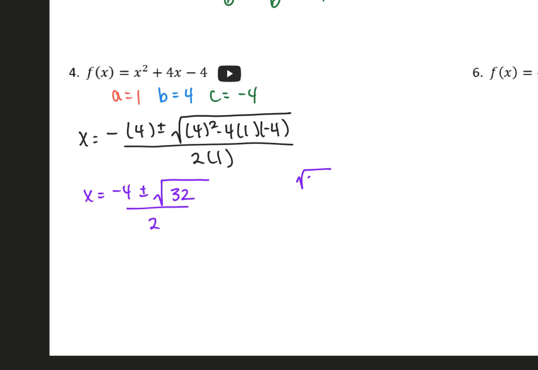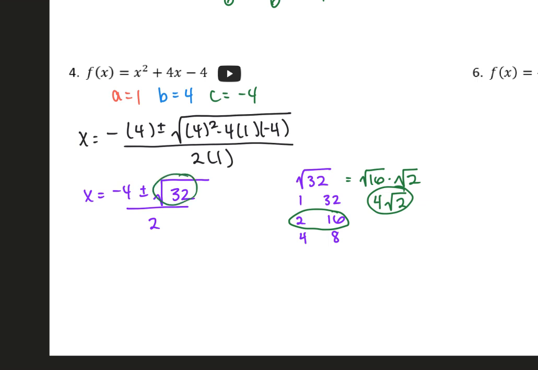So now we need to see if we can simplify our radical. Factors of 32: 1 and 32, 2 and 16, 4 and 8, and then that's it. Scanning our list, the largest perfect square I see is 16. So we're going to rewrite this as the square root of 16 times the square root of 2, since 16 is our perfect square. And then the square root of 16 is just 4. So we end up with 4 times the square root of 2, which we're going to swap out here. So negative 4 plus or minus 4 root 2 over 2.